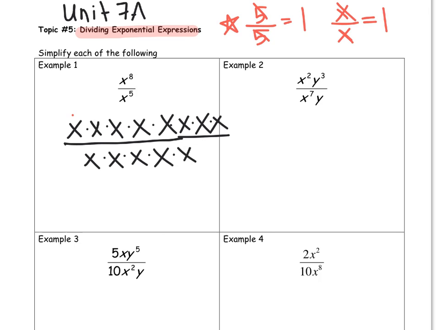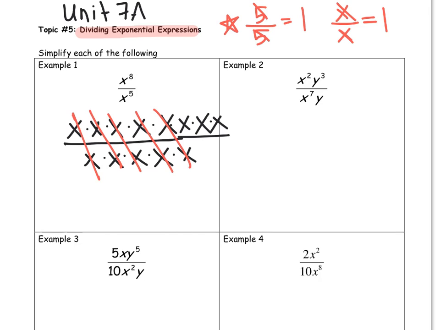So I'm going to cancel out this. Here's a pair, here's a pair, here's a pair, here's a pair, here's a pair, and then I ran out in the denominator, but I still have 3 copies of x in the numerator. So I can't cancel anymore, and now it's time to write my final answer.